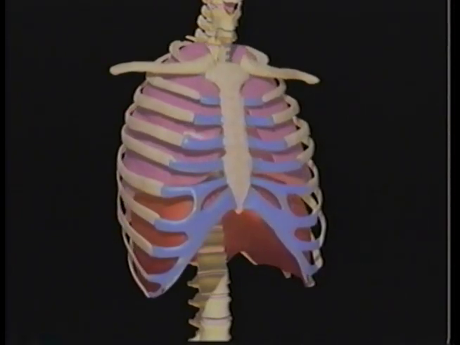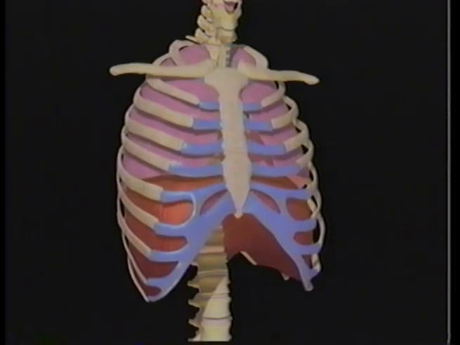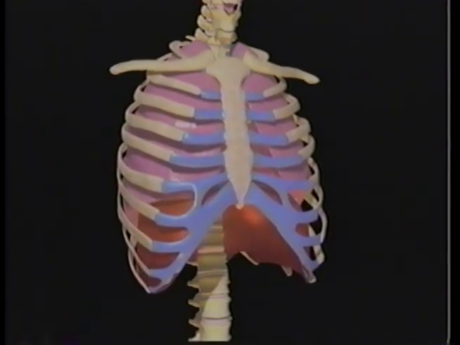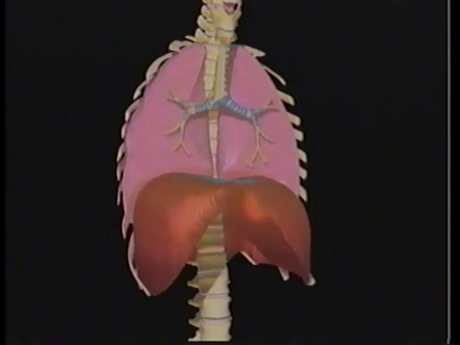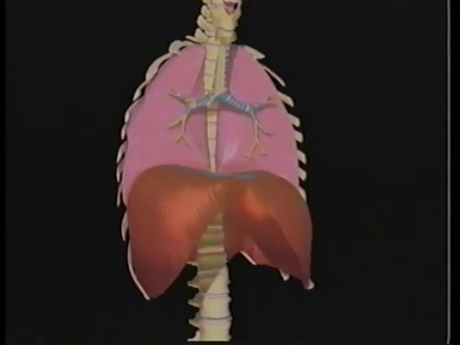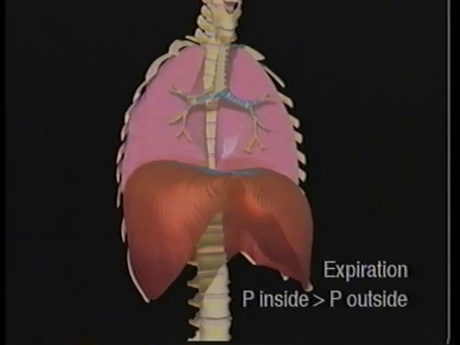The reverse occurs during expiration. The diaphragm relaxes and the rib cage swings inward. Lung volume decreases and the air pressure inside the lungs becomes greater than air pressure outside the body. Expiration then occurs as air flows down the pressure gradient from inside the lungs to outside the body.